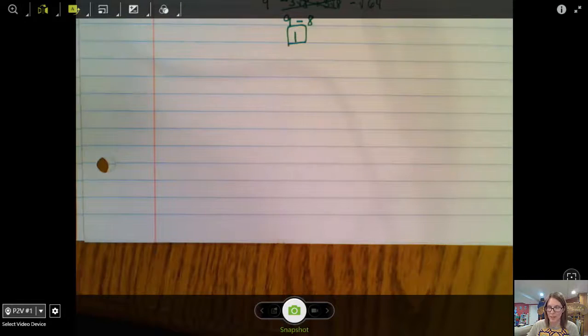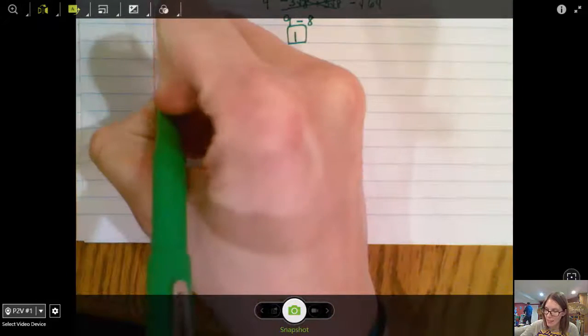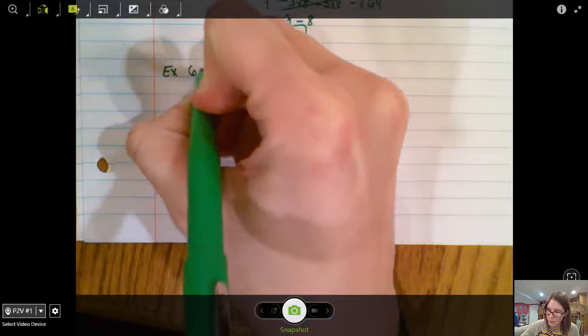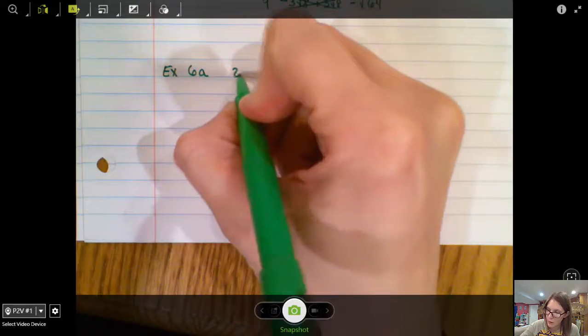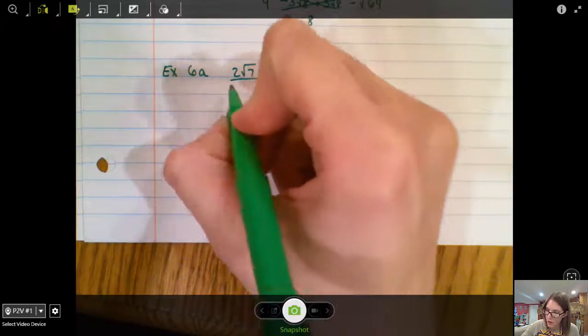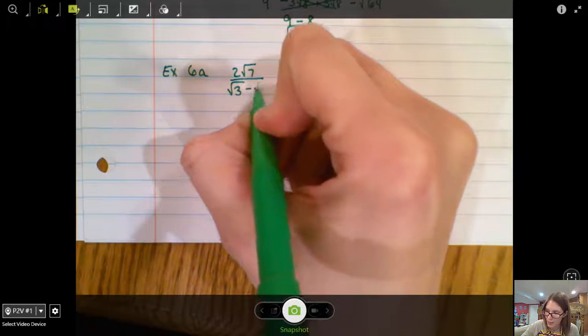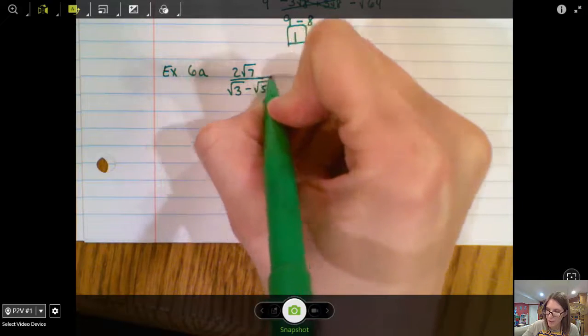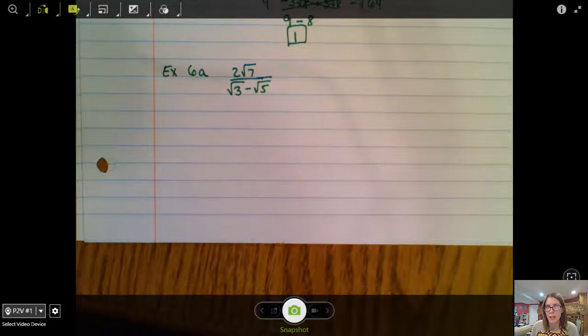On to the division problems. Example 6 here. We have 2 square root of 7 over the square root of 3 minus the square root of 5. Now, like we saw in our last section, it's not okay for us to have a radical in the denominator.